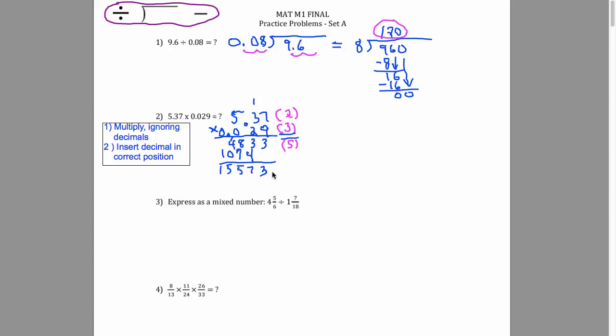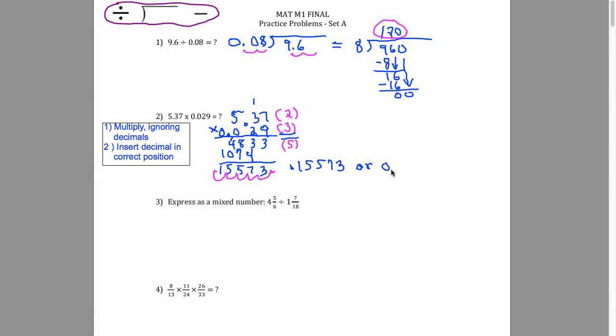Now when you don't see the decimal, it's all the way to the right. So after we move it 5 to the left, it'll be 1, 2, 3, 4. It'll wind up right there. So the final answer will be 0.15573.